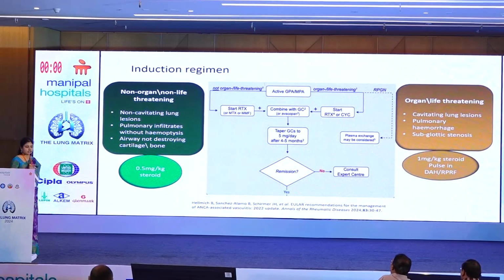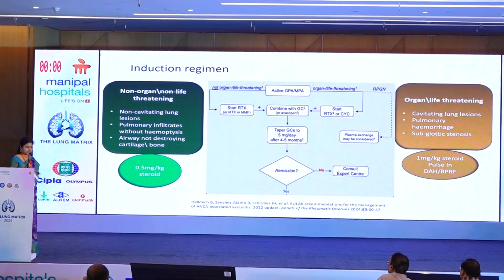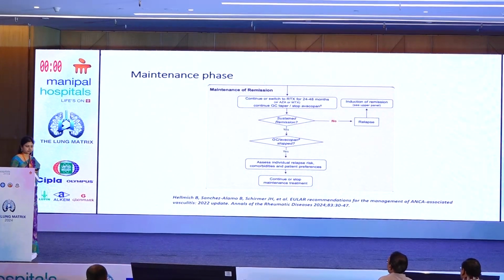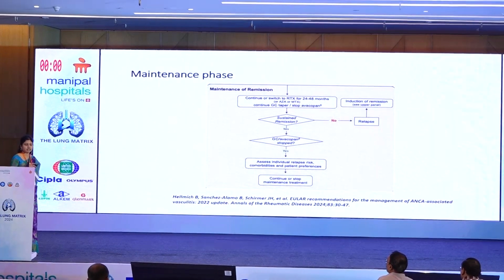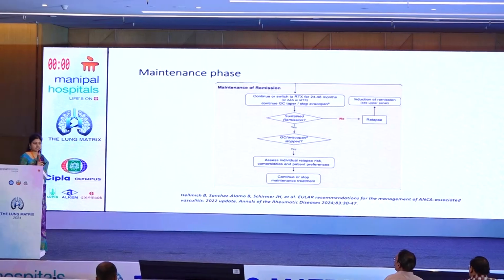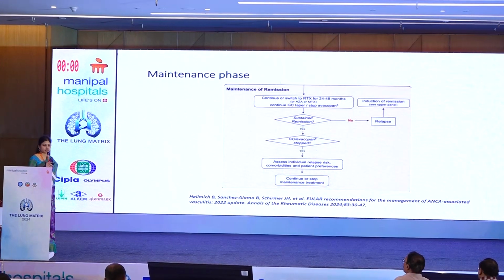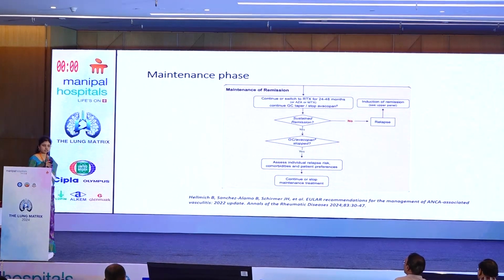This is the induction regimen, and we taper the steroids slowly over 4 to 5 months. And once a patient goes into remission, the problem with ANCA vasculitis is they usually tend to relapse. So to prevent relapses, we have to give maintenance therapy for approximately 2 years, and in remission, we prefer rituximab over azathioprine or methotrexate, for at least 48 months, that is 2 years.